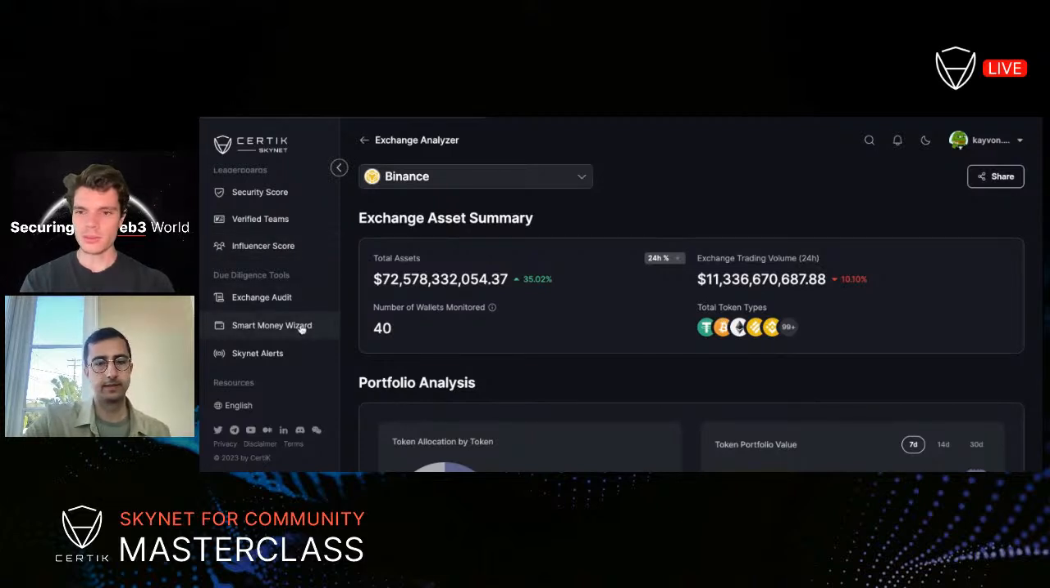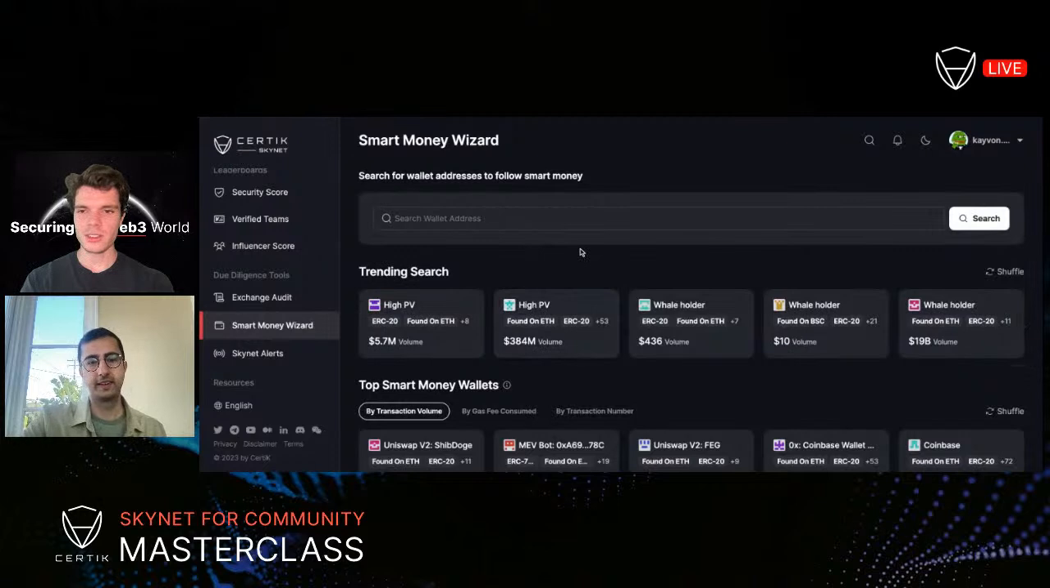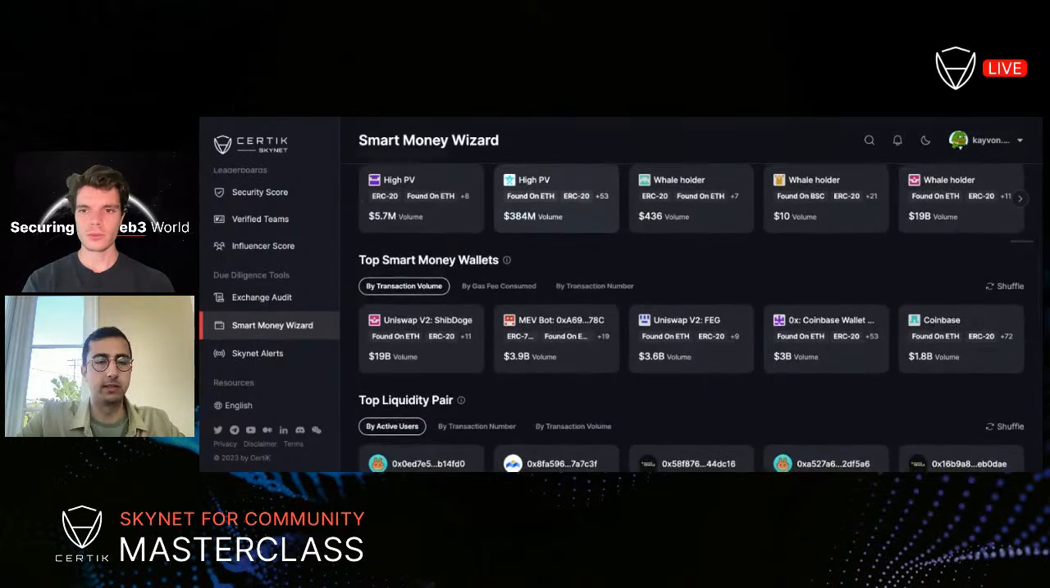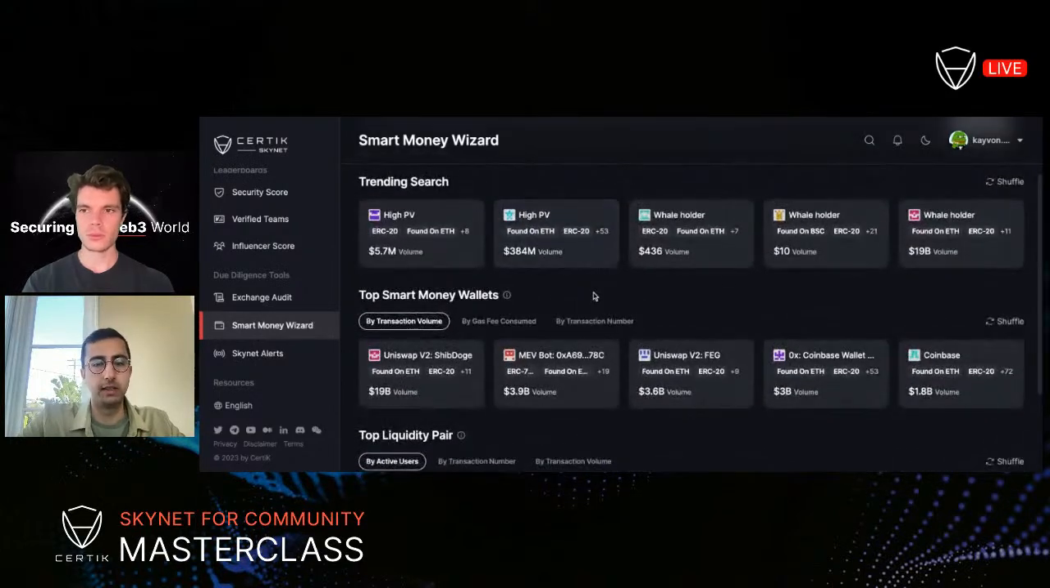Smart Money Wizard. What's Smart Money Wizard going to tell us? All right. So Smart Money Wizard is really a place for users to understand what the smart money is doing. And by smart money, we've defined that in a couple of different ways, right? This is really the wallets that are doing the most transaction volume. They're the wallets that are doing the most number of transactions. They're consuming large amounts of gas fees. They have a high amount of assets, right? So different metrics that indicate to us these are wallets that are worth tracking and monitoring.